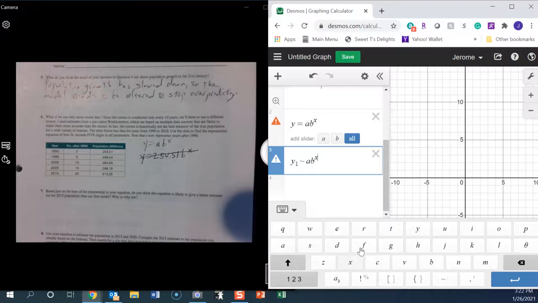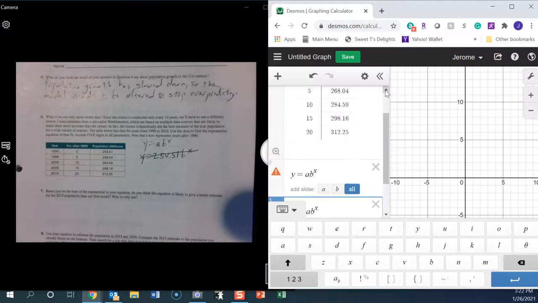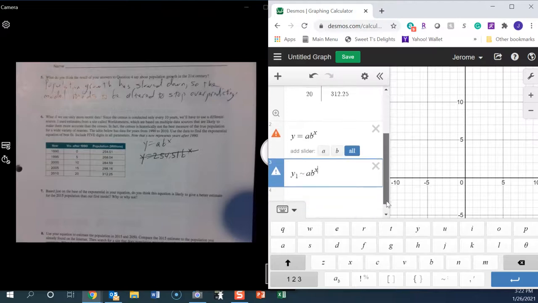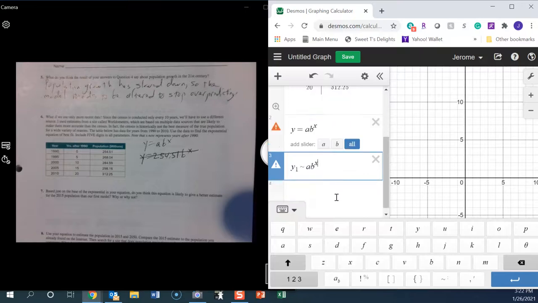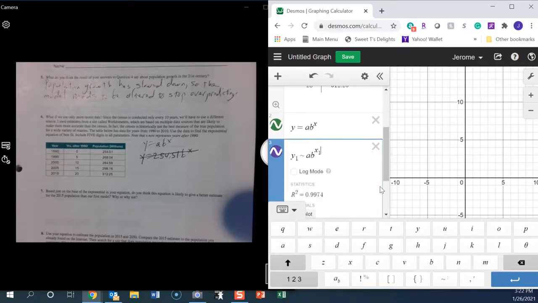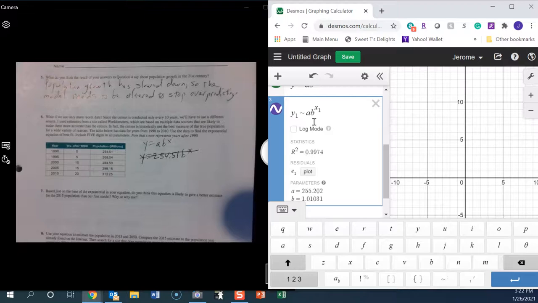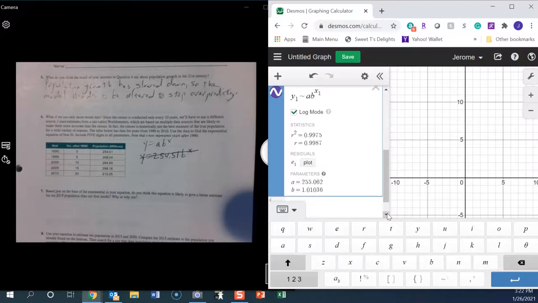Okay, now the x power, remember, we're taking our x values from this table up here. You notice it's an x1 or x sub 1. So we have to change that x to an x sub 1. So now that we have this here, you have to do one extra thing before we write out our answer. When you're doing exponential regression, you got to click on this log mode here. And then now we can write our answer out.